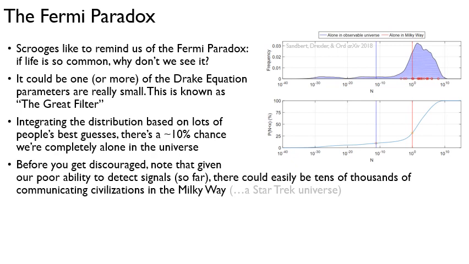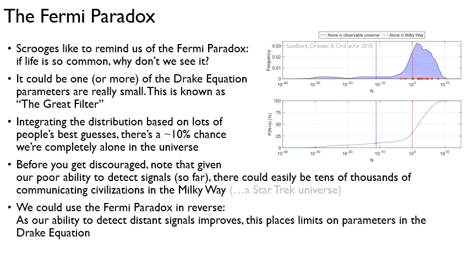Now, as our ability to transmit and receive signals improves, we're going to beat that back a little bit. We'll either start to detect civilizations or we won't. And so that means we can use this Fermi paradox in reverse. So as we continue to not see intelligent life, we can place limits on some of those parameters in the Drake equation, which is kind of interesting.